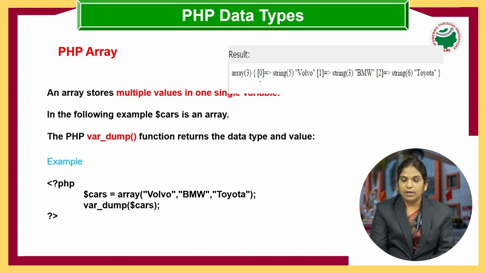Index number 0, string with 5 characters, and the value is Volvo. Next, index number 1, string, how many characters it is containing? 3, and the value is BMW. And next, index number 2, string with 6 characters, and Toyota is the value. It is giving its data type, number of characters and the value. So that is the example of the array data type. We can use the array data type when we want to store more than one value inside a single variable.